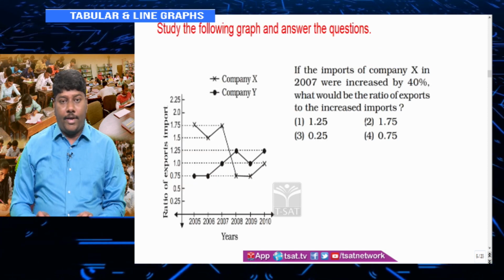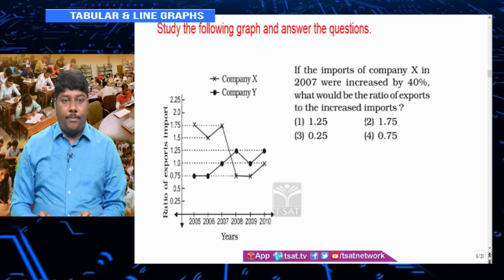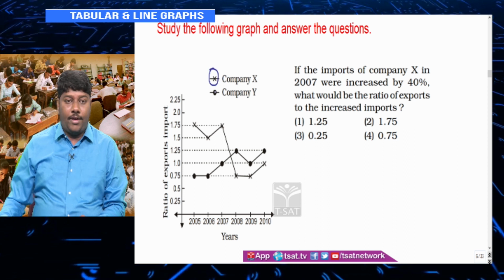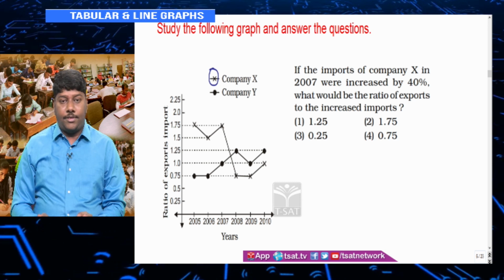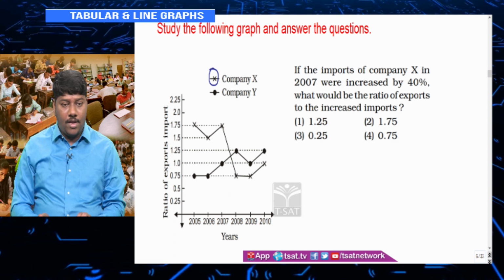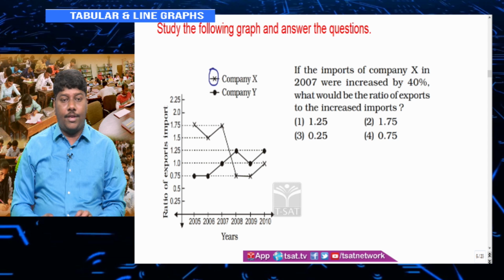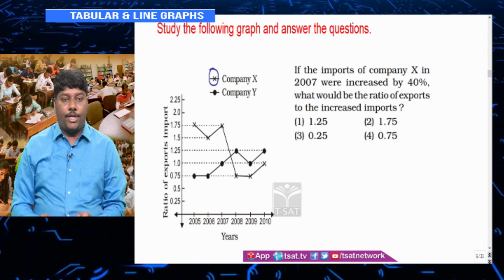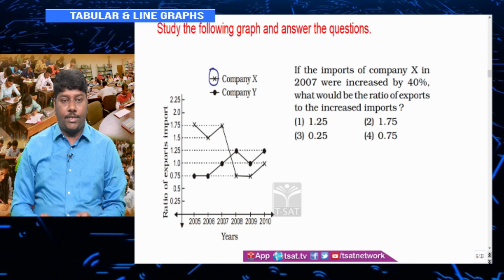Study the following graph and answer the question. Look at the graph carefully. Company X is represented by cross. Company Y is represented by dot. Horizontally on the X axis it is given as 2015, 16, 17, 18, 19, 20, which are years. And on the Y axis it is given as the ratio of exports to imports. So exports by imports is given.